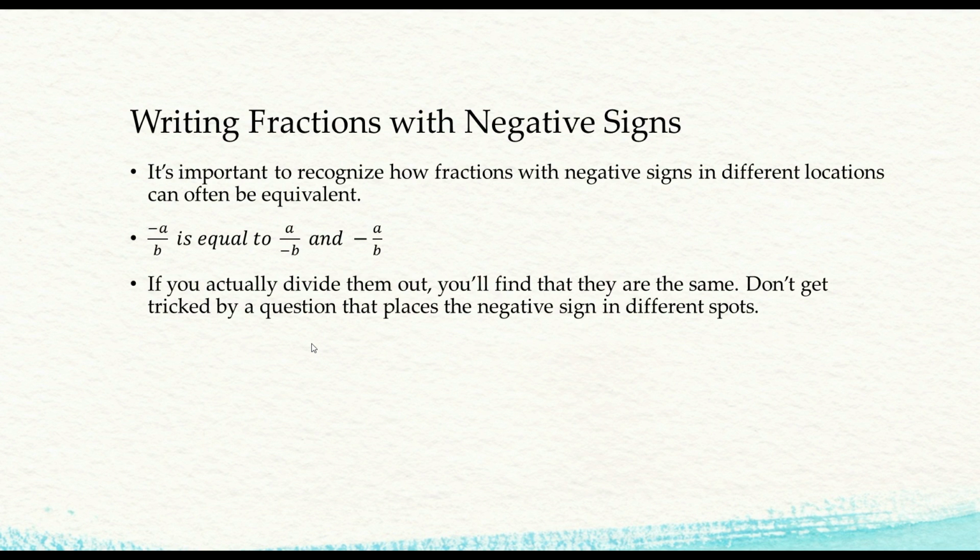Writing fractions with negative signs. It's important to recognize how fractions with negative signs in different locations can often be equivalent. For example, negative a over b is equal to a over negative b, and it's also equal to negative a over b. So if you divide them out, you'll find that they are the same, and don't get tricked by a question that places the negative signs in different spots.